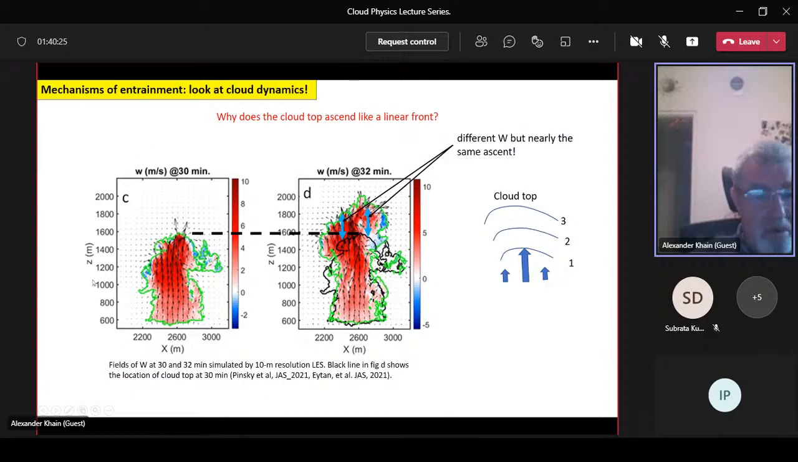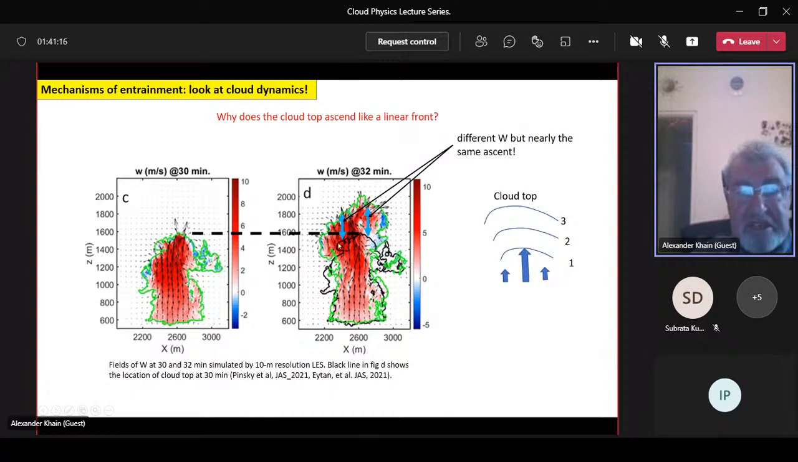Please look at these two slides. First is liquid water, vertical velocity: this is the field of vertical velocity at 30 minutes, and this is the field of vertical velocity at 32 minutes. And the black on the second panel shows the location of cloud at certain minutes. This is the same height. What is interesting, this is the location of cloud top at 30 minutes, and this is the location of cloud top at 32 minutes.